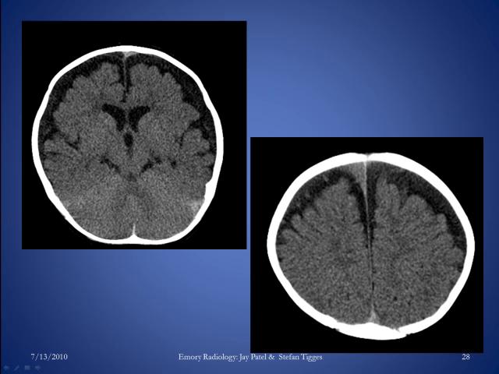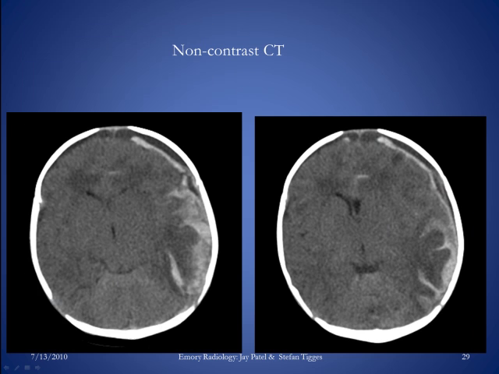The darker ones are older, more chronic appearing blood, and the brighter areas that are outside of the sulci in the extraaxial space are concerning for more acute bleed. So this is multiple different bleeds. Multiple different ages, highly concerning for abuse.